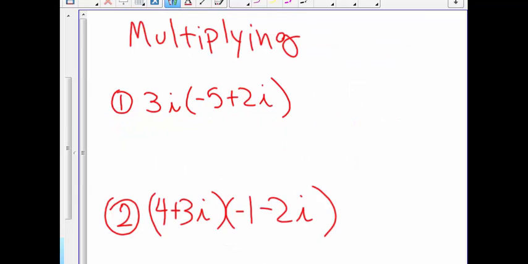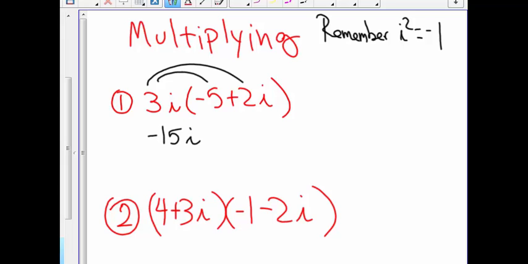All right, so we're going to move on to multiplying now. Multiplying, we do have to be careful because we have to remember that i squared equals -1. So whenever we see an i squared, we've got to change it to a -1. So number one, we need to distribute that 3i to everything. So we got -15i. And here we've got 6i squared. Well, i squared is, that's right, -1. So we end up with -15i minus 6.